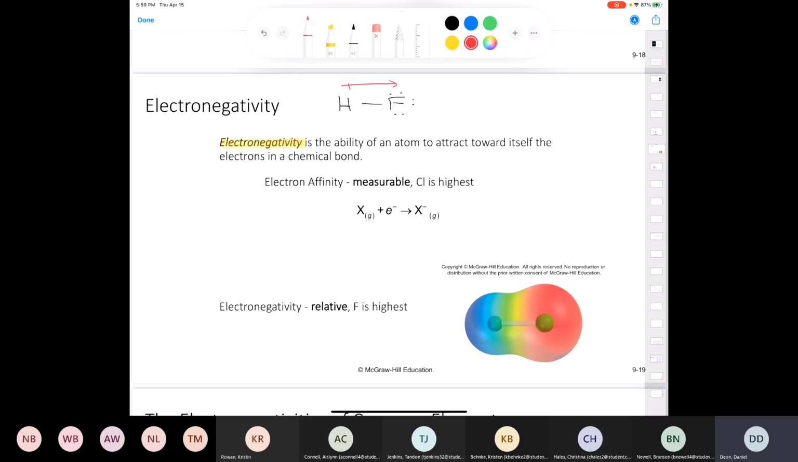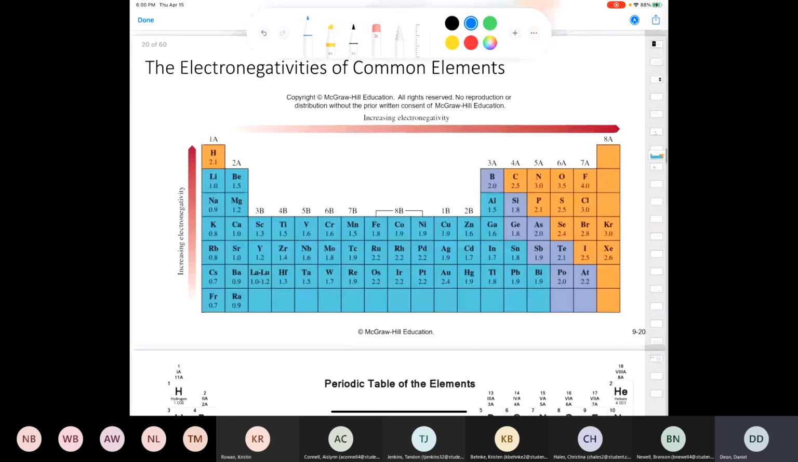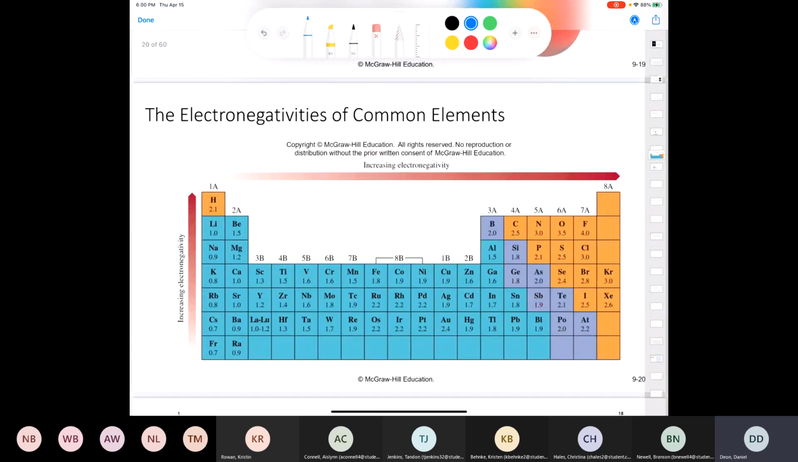So again, the electron affinity, I just want to pencil this in here for you. This is for an isolated atom, whereas electronegativity is relative, and this is for an atom in a bond. Okay, let me show you the trend of electronegativity on the periodic table. So here are some electronegativities of common elements.